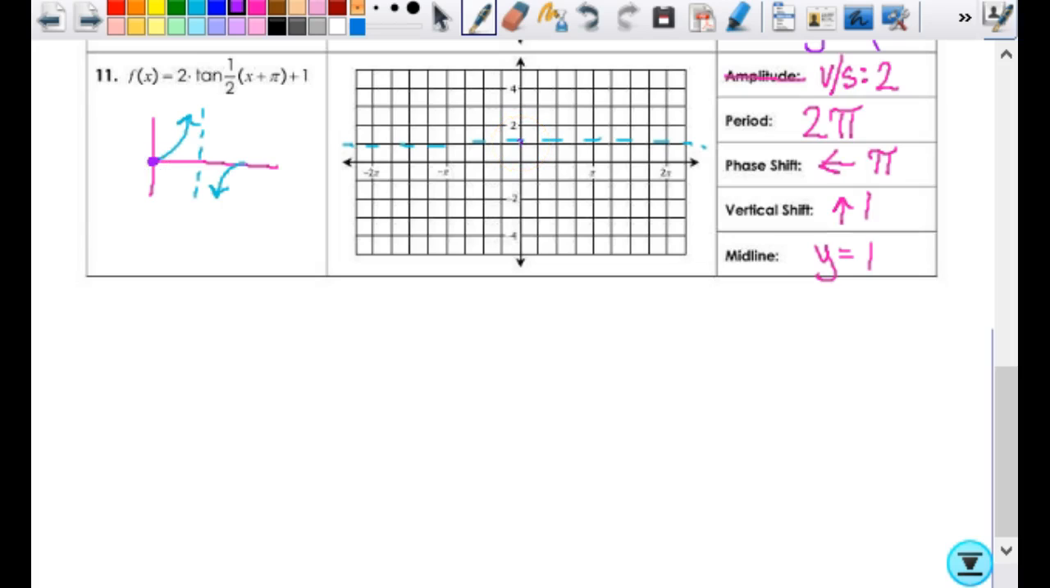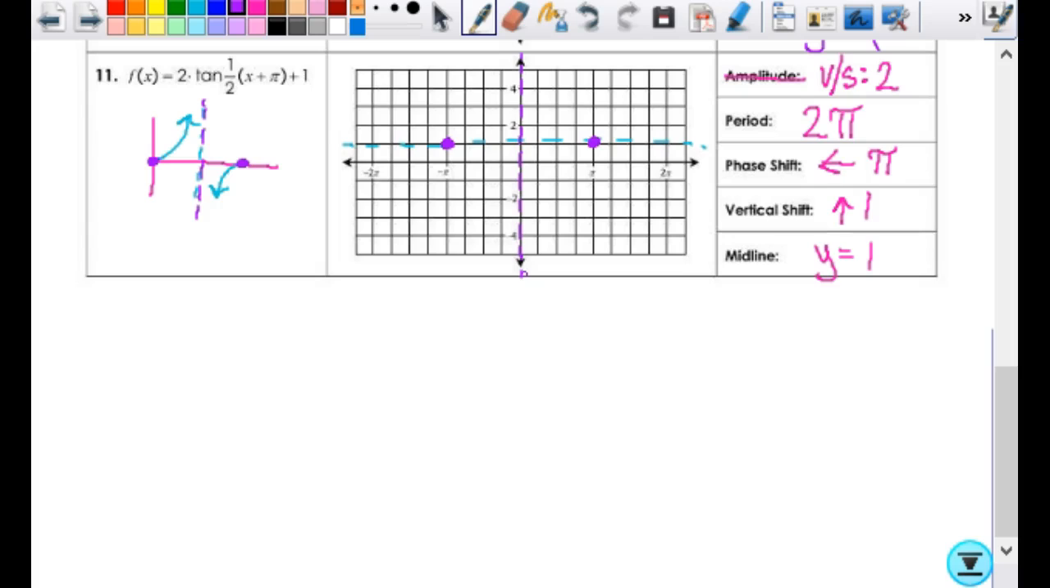I have a phase shift to the left pi, so I go to the left pi, make a point, because the vertical shift's already taken care of. The next thing I want to do is the end of my period. The period is 2 pi long. So it takes me pi to get back to the axis, so I go another pi on the other side. There's the end of the period. So the length there is 2 pi. Halfway in between, asymptote, which this happens to be on the axis.